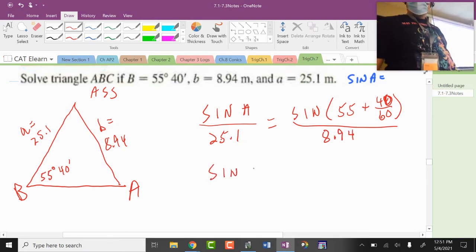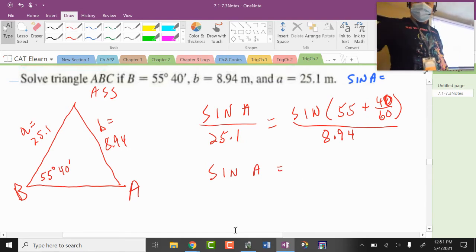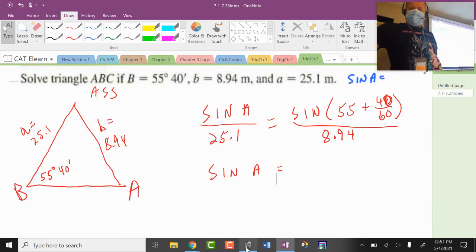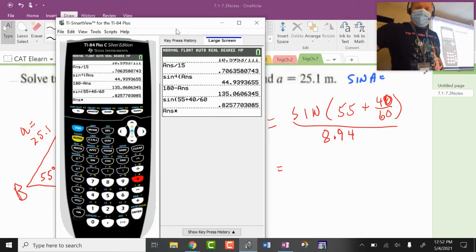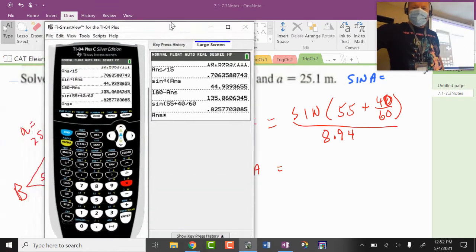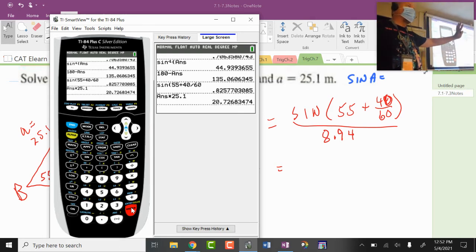Okay, now I am going to go ahead and type this real quick on the calculator because I do want this number. So sine of 55 plus 40 over 60. Sine of 55 plus 40 divided by 60. Sorry, I forgot to hit multiply. Enter. Then I'm going to times that by, what did I have to times that by? 25.1 times 25.1. Watch. I'm just going to press enter. My numerator is done now. Now I'm going to divide that by 8.94.